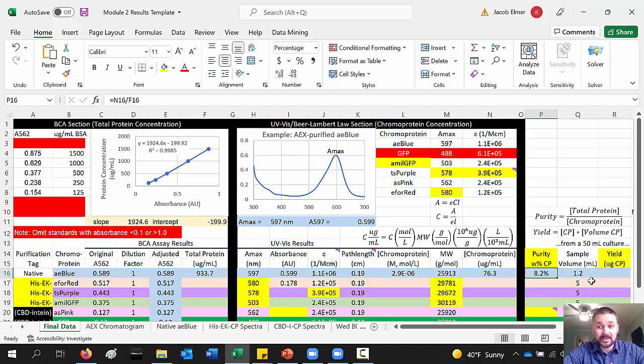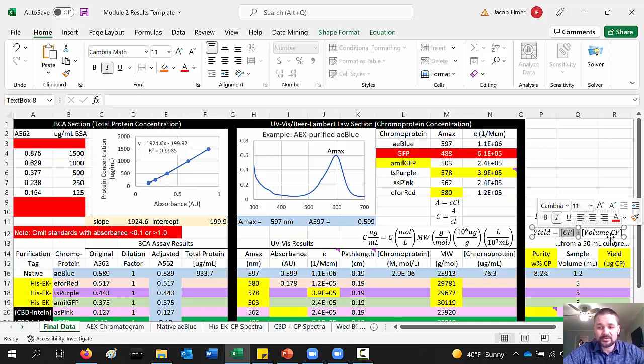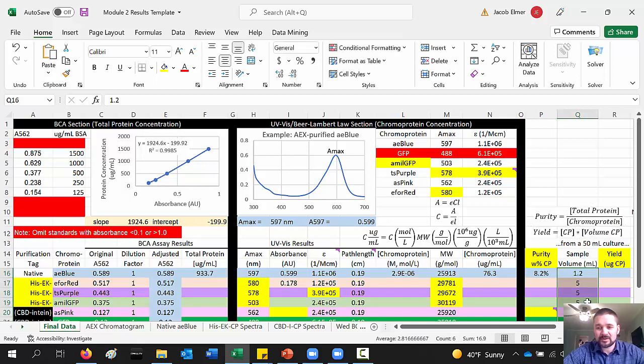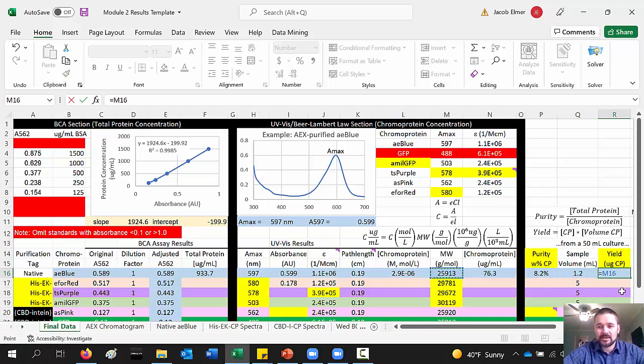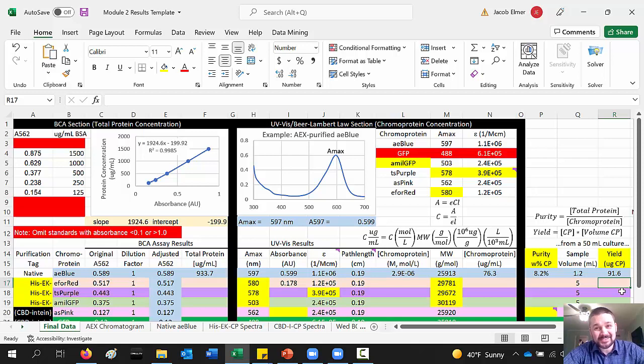Okay? Another thing I can do here with this number is I can calculate a yield. To calculate the yield, that's pretty simple. It's just the concentration of protein times the volume of the sample. And I have recorded here the volumes of all of our purified samples in this column. So what I can do is I can just say, okay, here's my chromoprotein concentration times the sample volume. I got 91.6 micrograms of AE Blue out of that purification. And again, that might be a little underwhelming, but it's higher than 0, right?